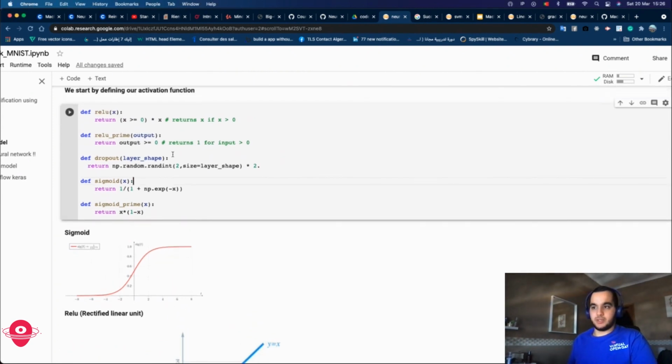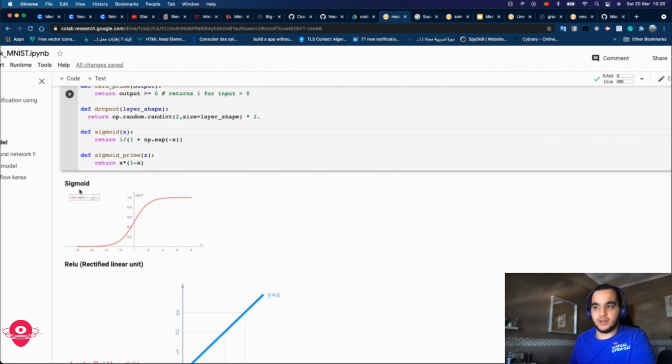Okay, so after defining the activation functions, let's now look at the plotting of the sigmoid. This is how the sigmoid looks, and people used to use it in all cases, in the hidden layers, in the output layers and such.